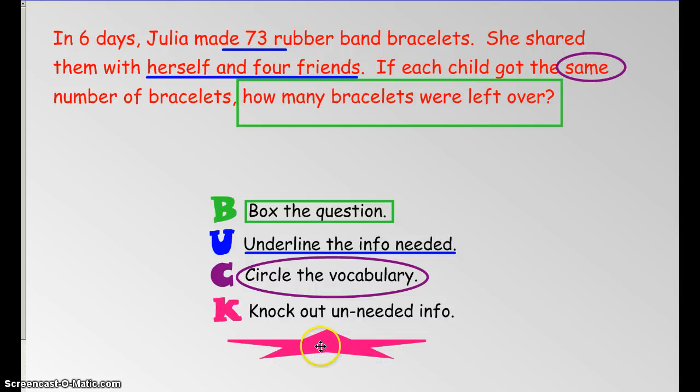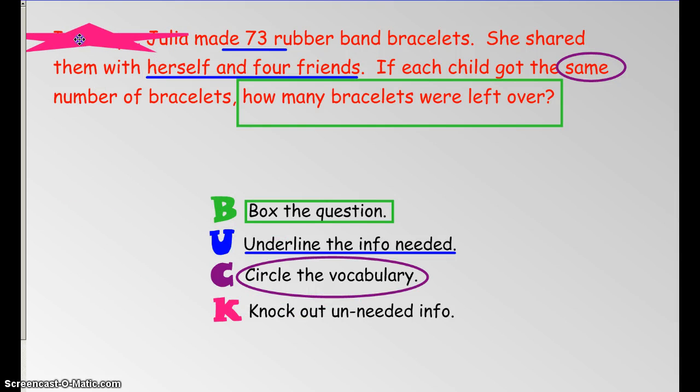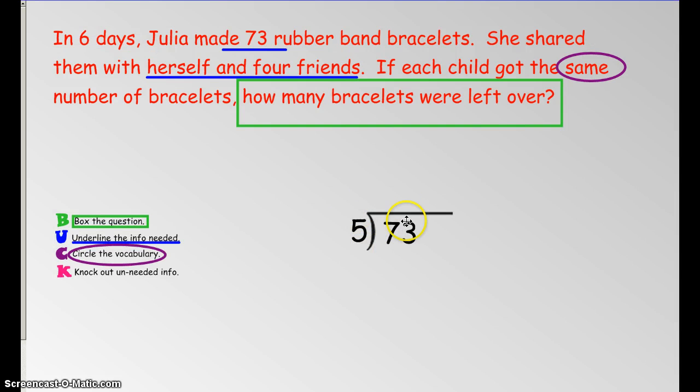Okay, my question says how many bracelets were left over. I don't need to know how many days it took Julia to make the bracelets. So that is extra information. Okay, so now I know that I've got my rubber band bracelets, and I'm sharing them. So that means I am dividing. Equal groups take apart. So I've got to divide 73 divided by 5.